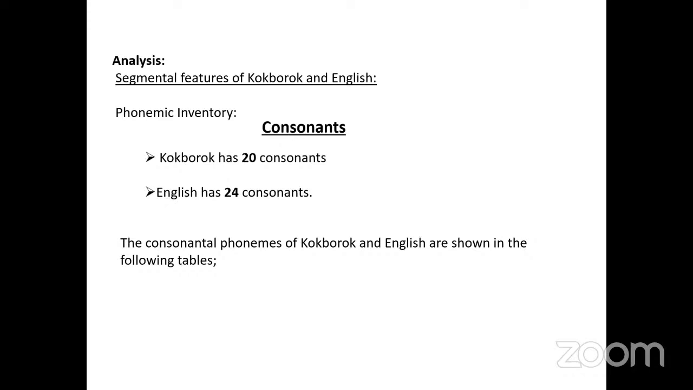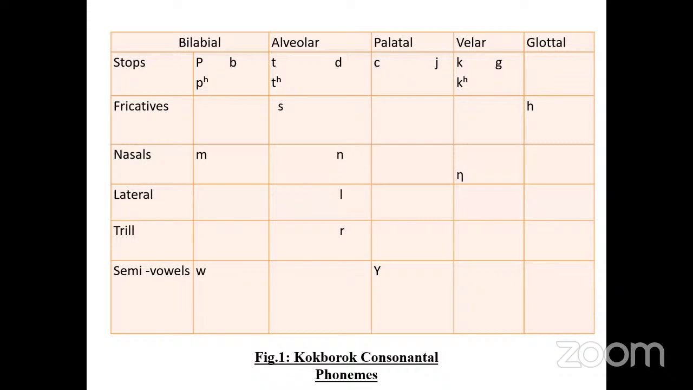Okay, analysis. Now let us come to the analysis of the phonemes, the consonants and the vowels. First, let us see the consonants. Kokborok has 20 consonants and English has 24 consonants. Below are given the details of the consonants of the two languages.